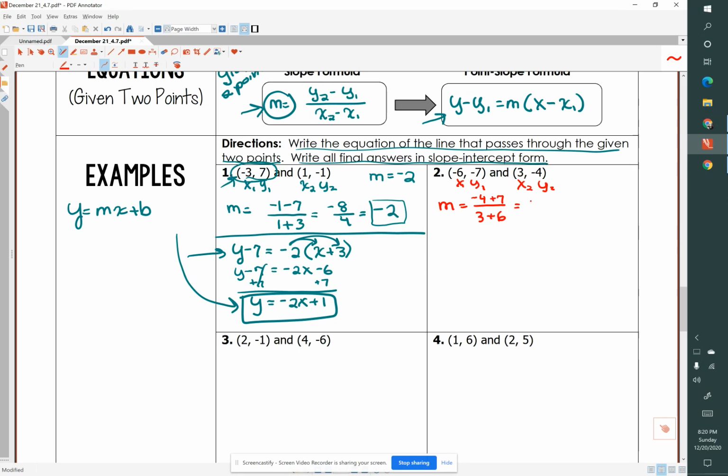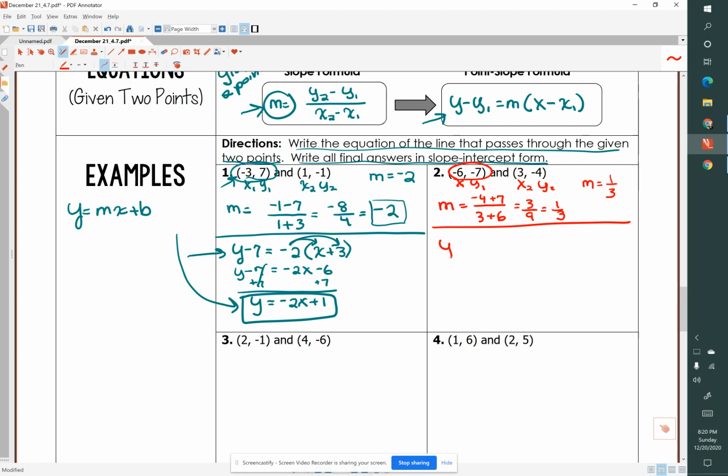That would give us 3/9, which would reduce to 1/3. So that's our slope. Our m equals 1/3. Now we'll use the point slope formula, and I'm going to go ahead and use the (-6, -7). I'm going to use the first point here. I could use the second point, but I usually use the first point.